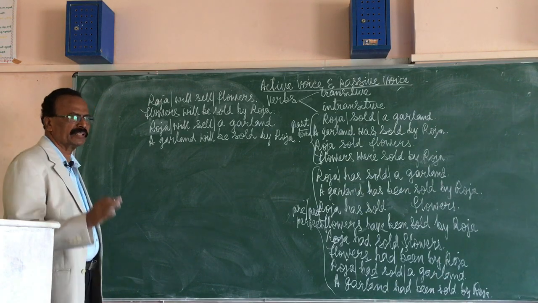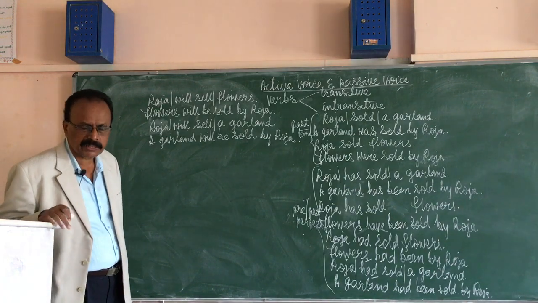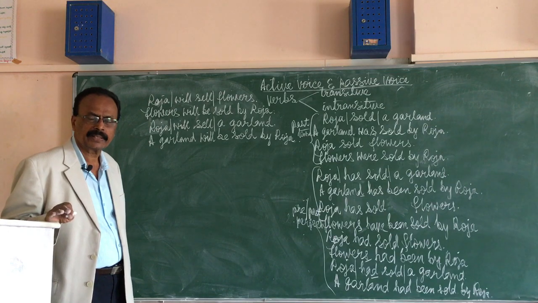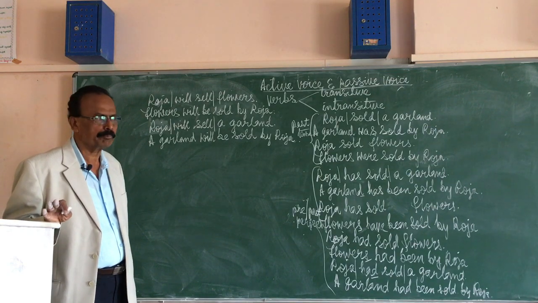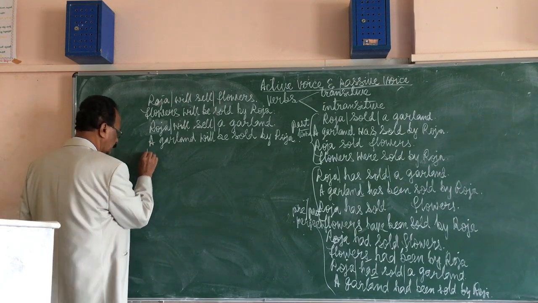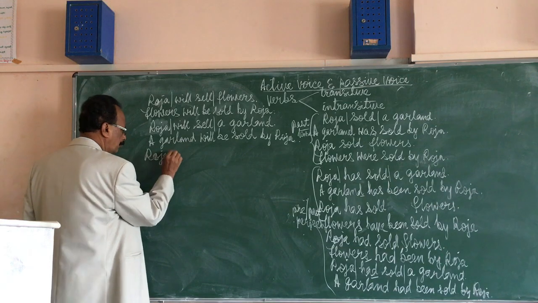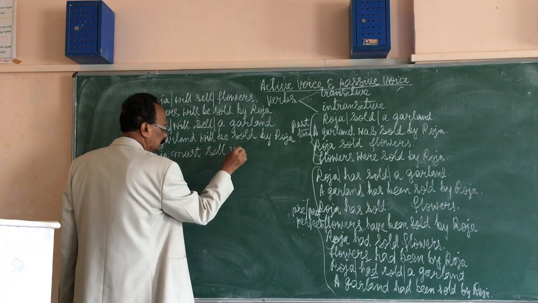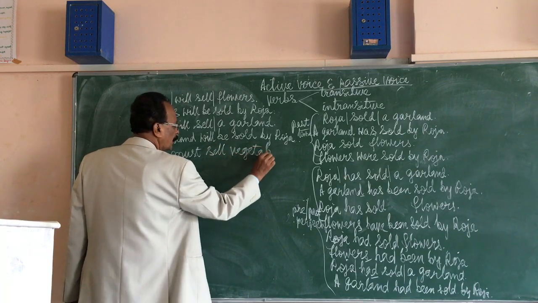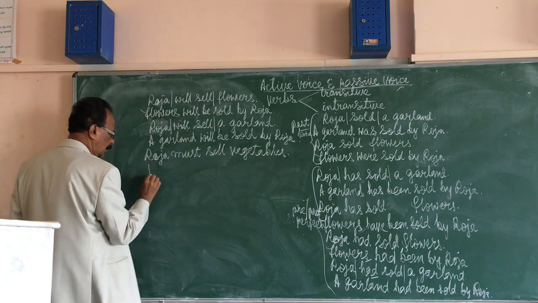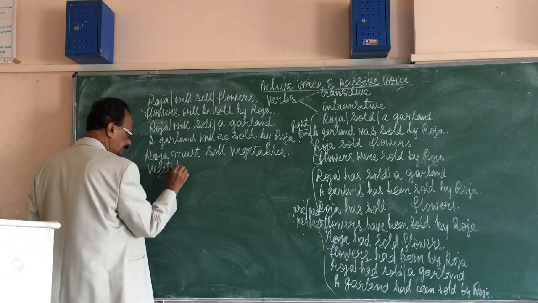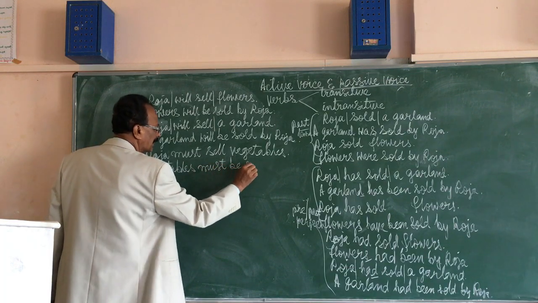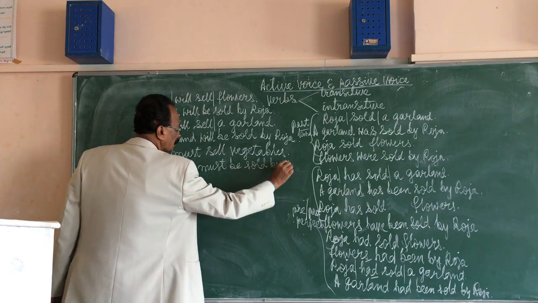So, if there is will, it becomes will be. If there is shall, it becomes shall be. Would be. Should be. Can be. Could be. May be. Might be. Must be. Roja must sell vegetables. Look at this one. Vegetables must be sold by Roja.